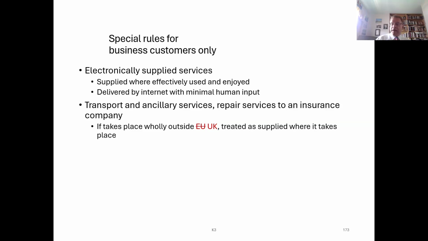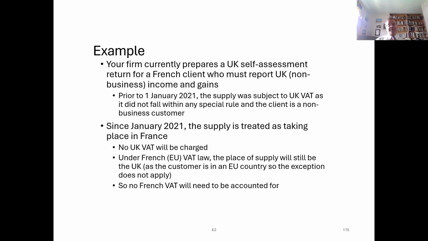Let's take a final example on this basis, conscious of the time. Your firm currently prepares a UK self-assessment return for a French client who must report UK non-business income and gains. Prior to the 1st of January 2021, the supply was subject to UK VAT, as it did not fall within any special rule and the client is a non-business customer. Since January 2021, the supply is treated as taking place in France. No UK VAT will be charged.